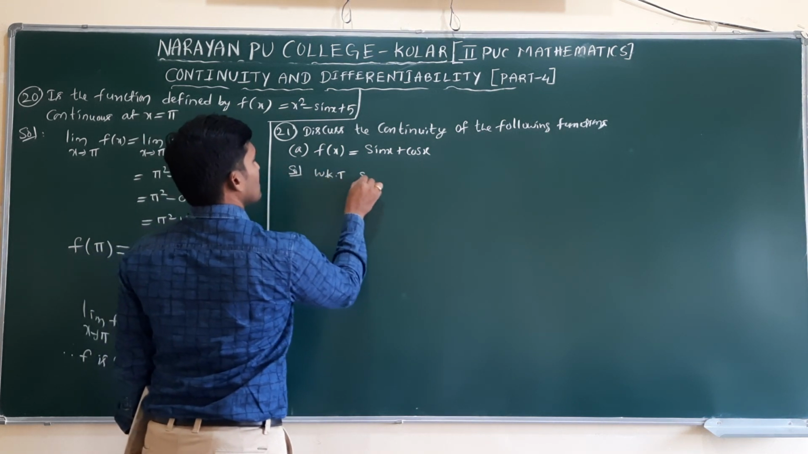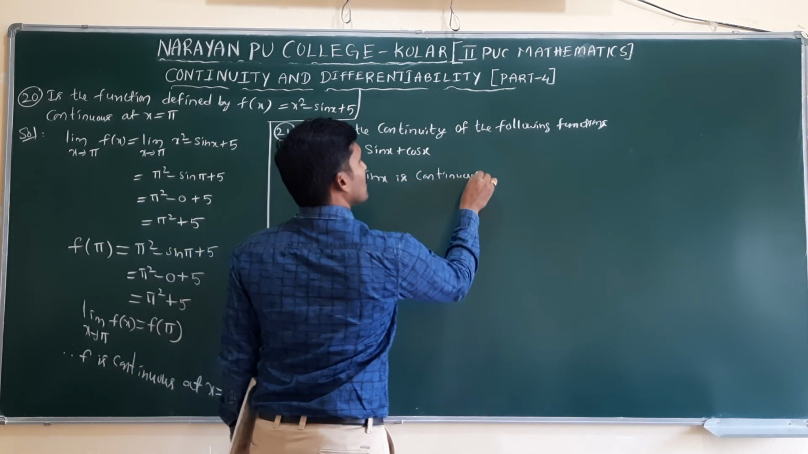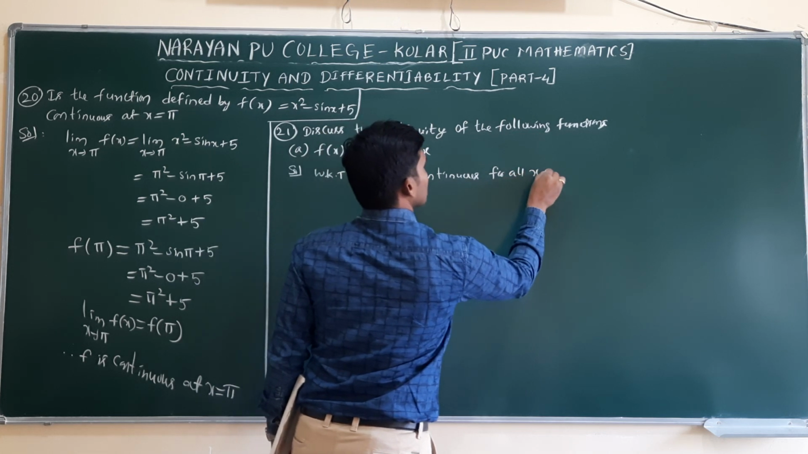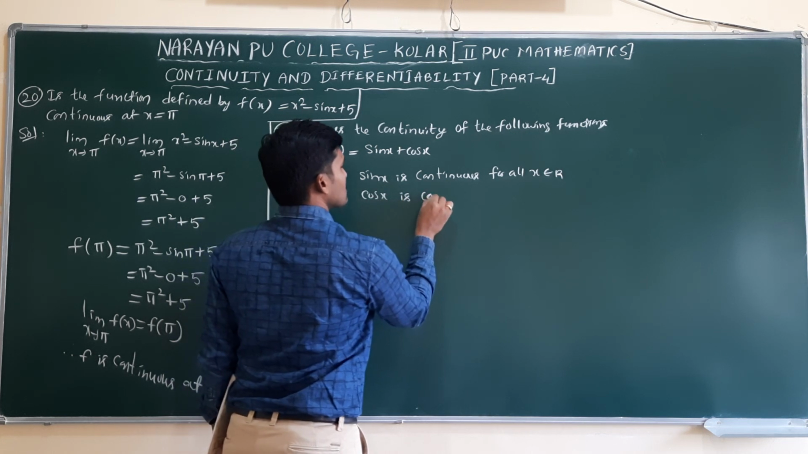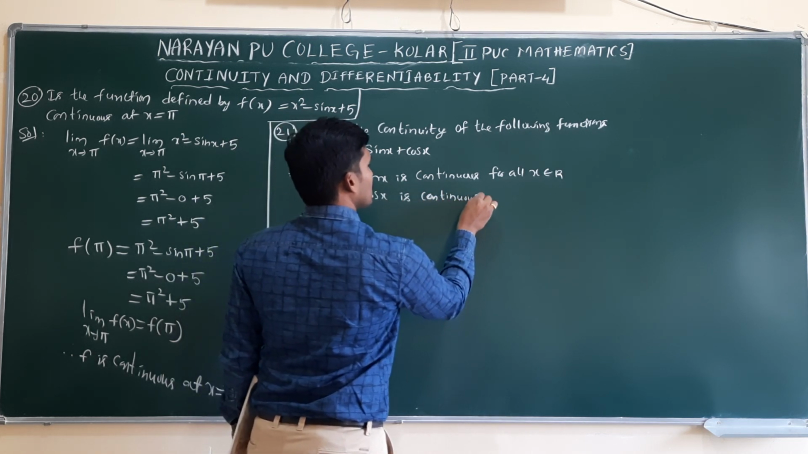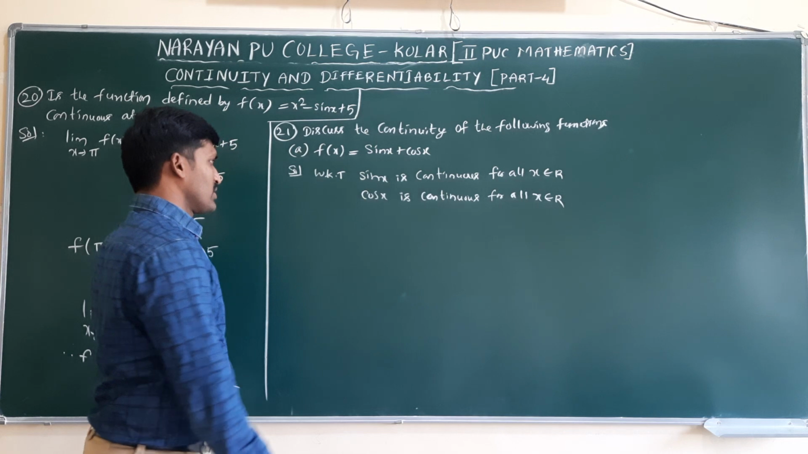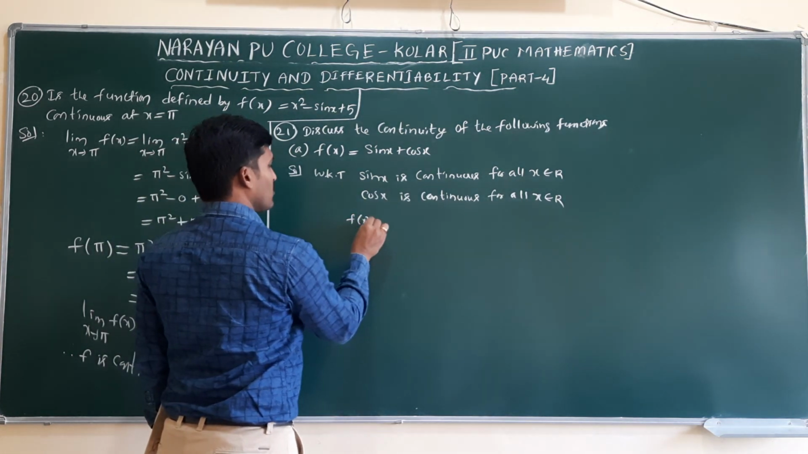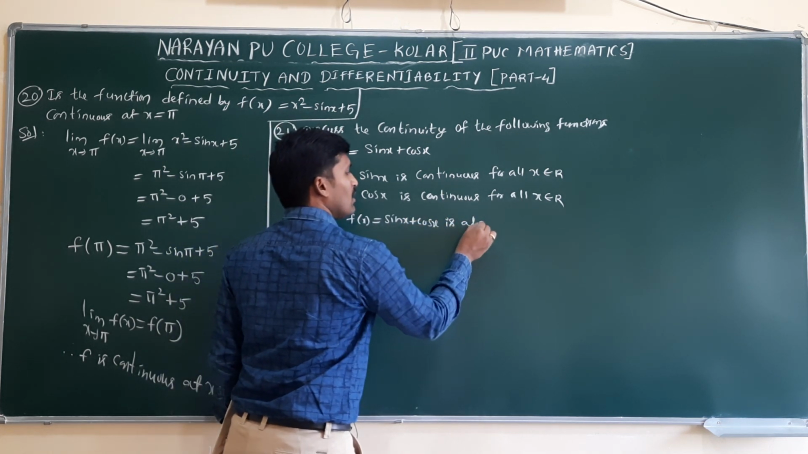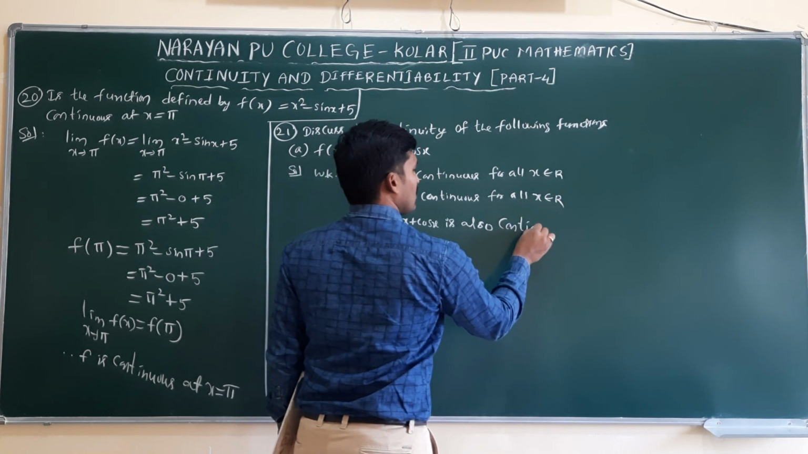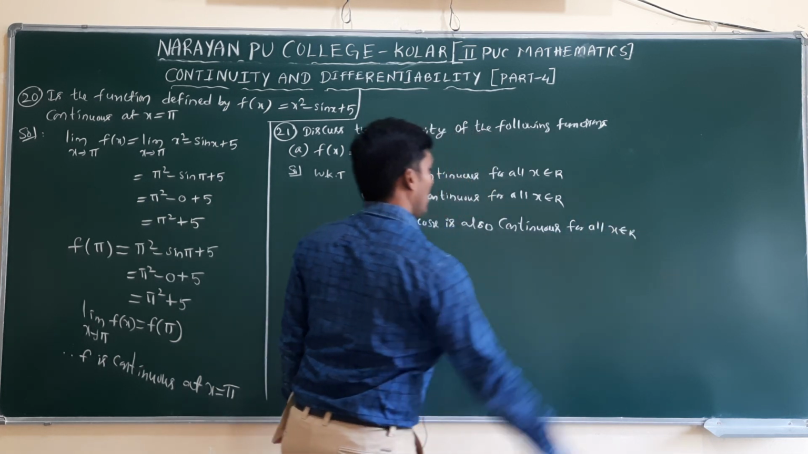We know that sin x is continuous for all x belongs to R. Similarly, cos x is also continuous for all x belongs to R. When two functions are continuous, their sum, that is f of x equal to sin x plus cos x, is also continuous for all x belongs to R.